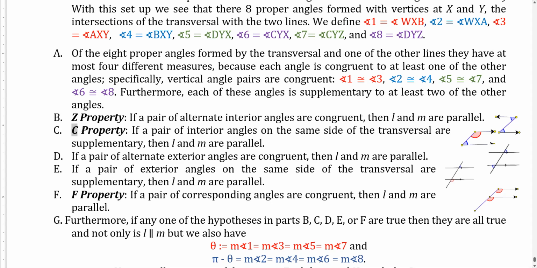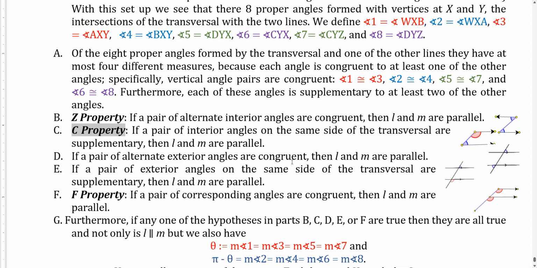All right. How about the C property? Here's the letter, it's kind of like a letter C here. So now we're talking about these angles. These are interior angles on the same side of the transversal. And if it turns out they're supplementary, then the two lines are parallel.